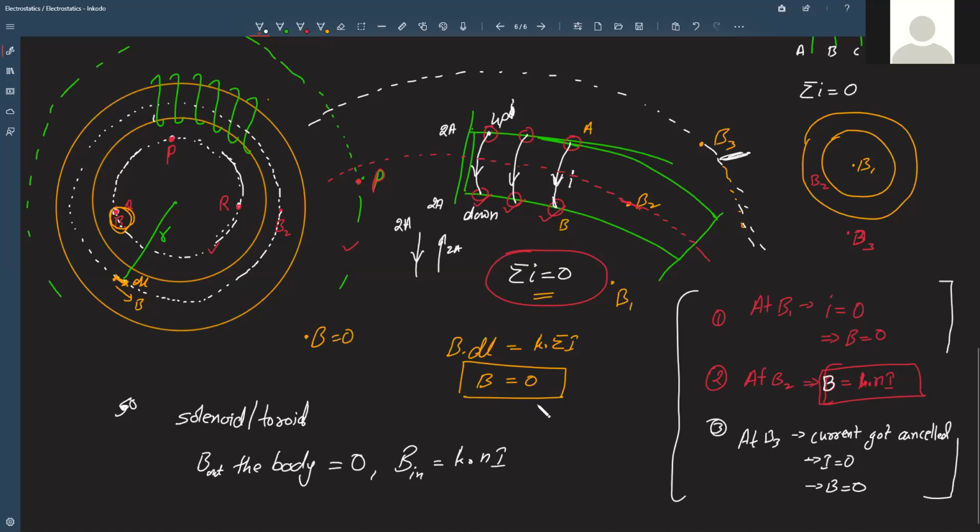So what we observe here is that it is independent of many things. It is independent of the length. It doesn't depend on length. It depends on the density. It doesn't depend on the area. It does not depend on how big your solenoid is or how small your solenoid or toroid is. This radius, if you can see, there is no radius term inside here, right?